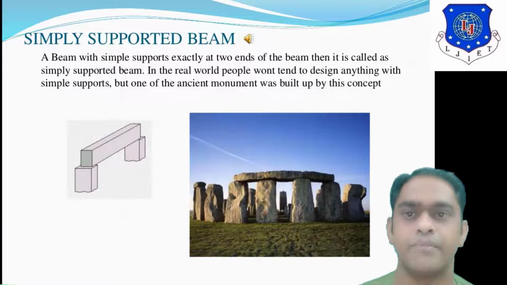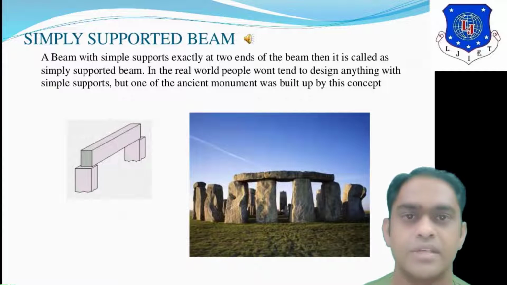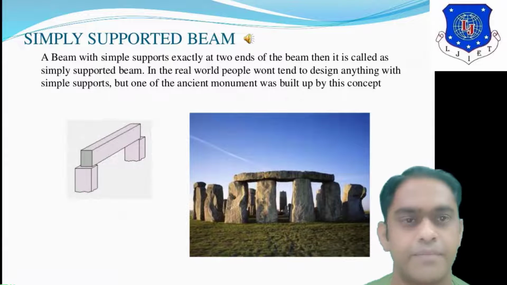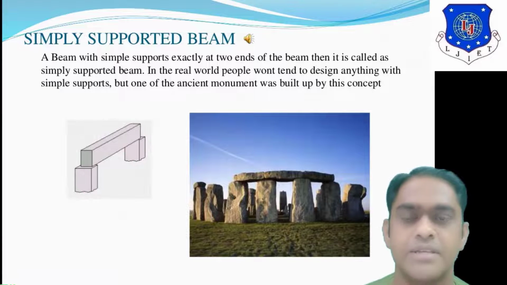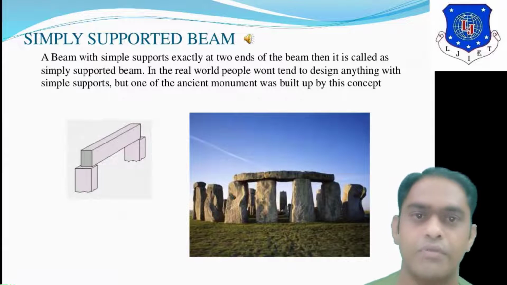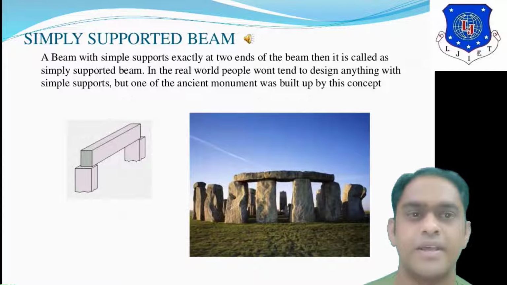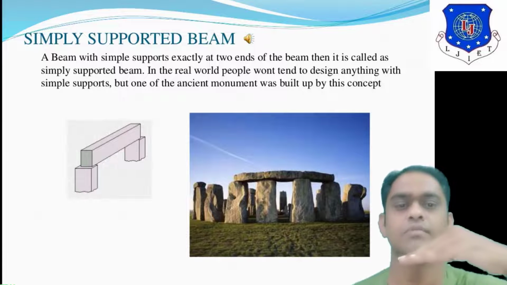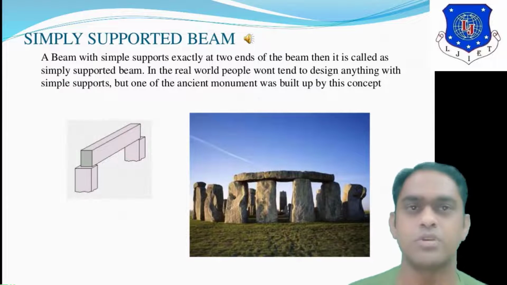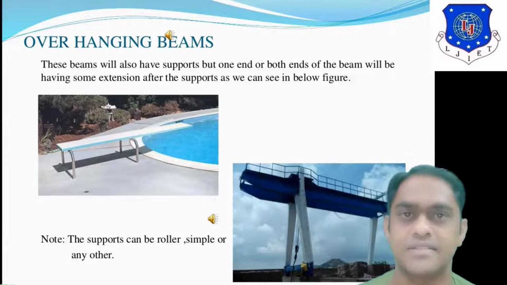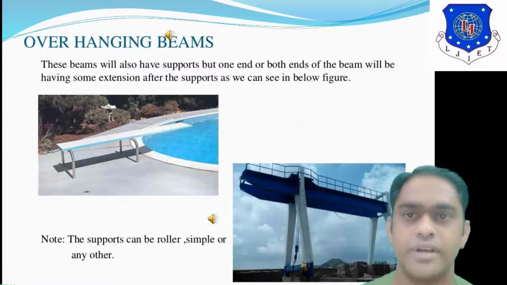Simply supported beam. A beam with simple supports exactly at the two ends of the beam is called a simply supported beam. In the real world, people won't tend to design anything with simple supports, but one of the ancient monuments was built using this support. So you can see in the figure, this is the horizontal beam which is supported by several supports, which are known as simple supports. Let us go ahead.